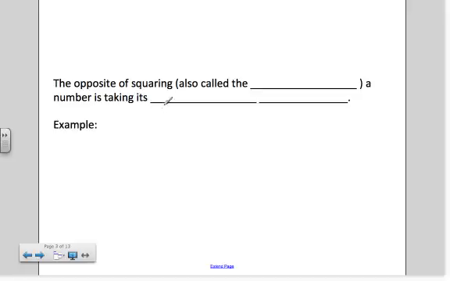All right, so the opposite of squaring a number is taking its square root. So, for example, 6 squared is 36. Well, the opposite of that is the square root of 36 is 6, because 6 squared is 36.